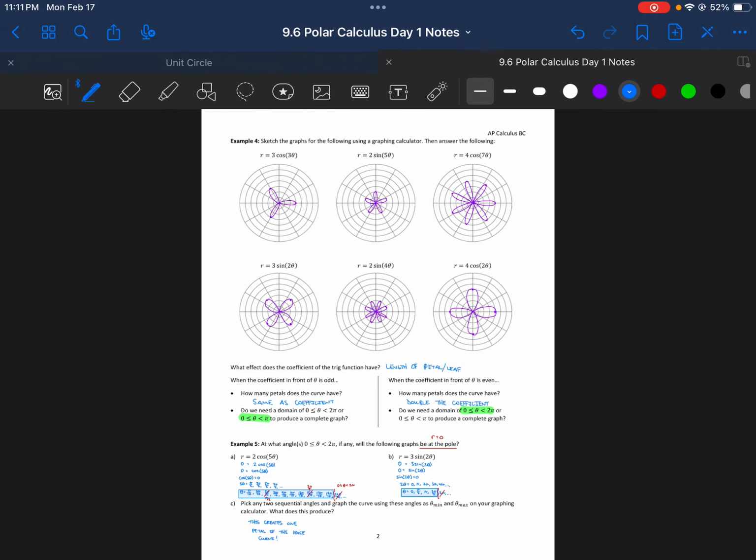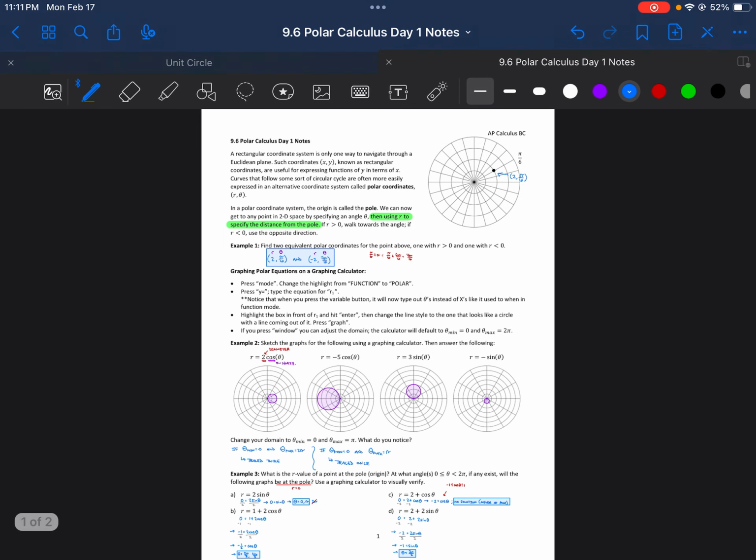All right, hopefully this all made sense. Hopefully it was mostly a review because you've already reviewed your types of polar curves, and hopefully you enjoy this set of notes with no homework.